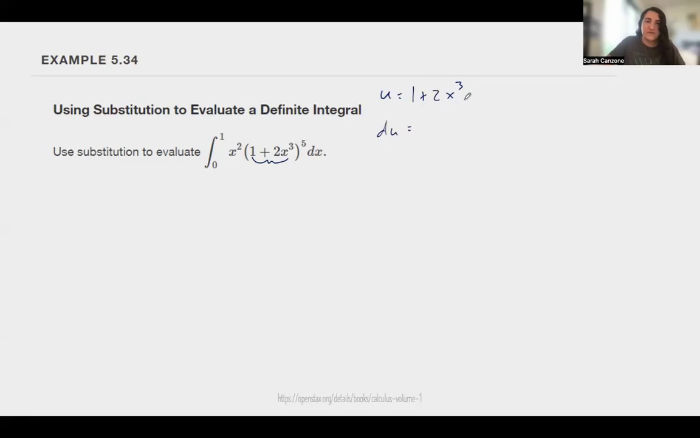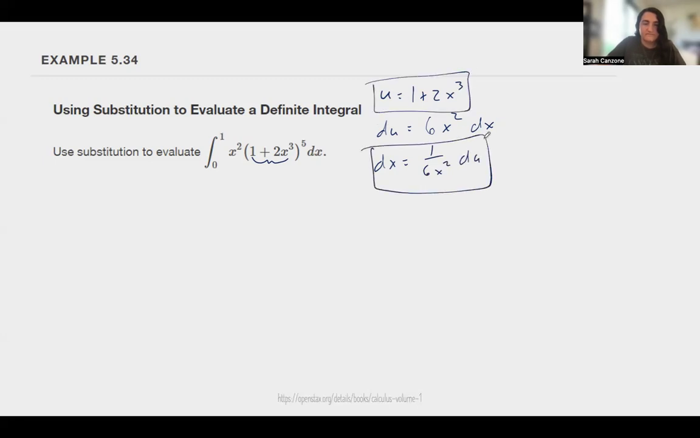Therefore, du is the derivative of this. Derivative of 1 is 0. Derivative of 2x cubed is going to be 6x squared, but then dx, because we have to indicate that we took the derivative. And then we'll solve for dx. So dx is going to be 1 over 6x squared du. So these are the two formulas that we're going to be using.